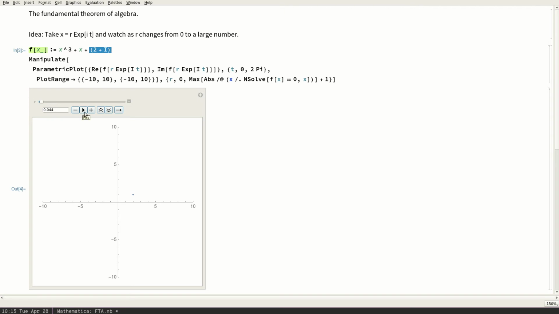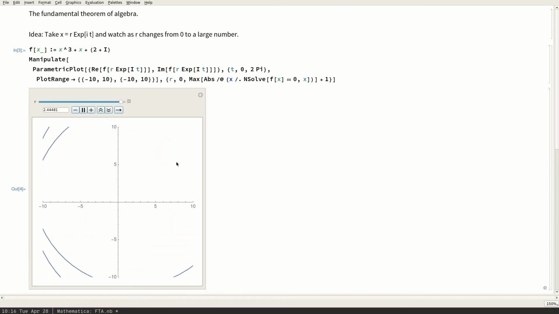Now I'm going to play this movie, and this movie will increase the value of r. When r gets large, I'm expecting to see 3 large circles, because the leading term in my polynomial dictates the behavior of what's going on when r is large. Okay, so here I play the movie, and I can see that when r is close to 0, my function is close to 2 plus i, and then as r gets bigger and bigger, I'm seeing 3 big circles.